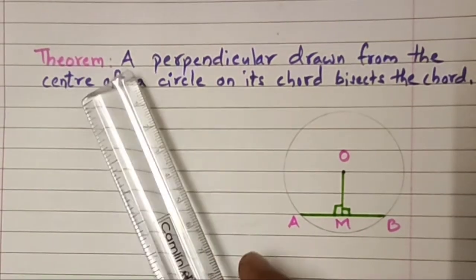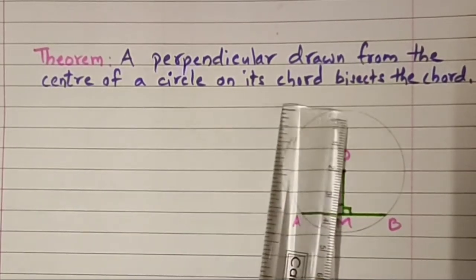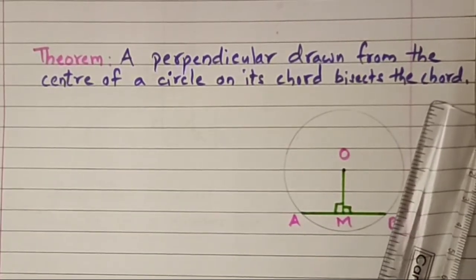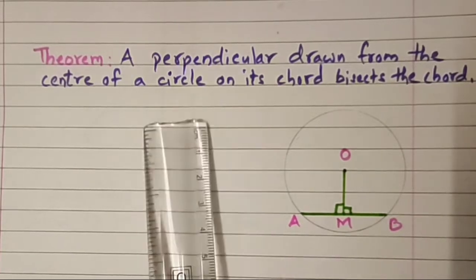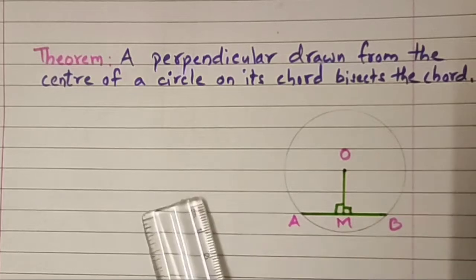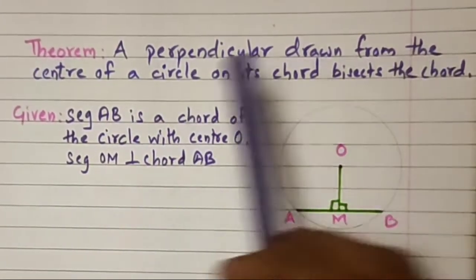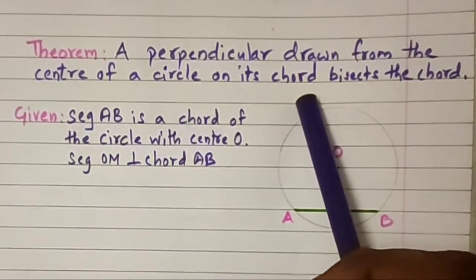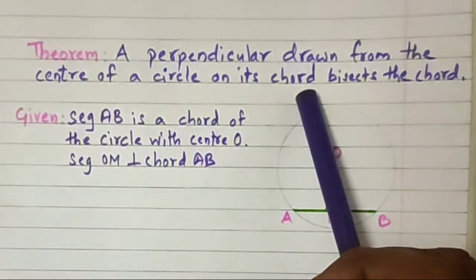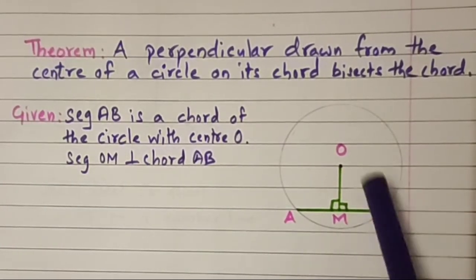Theorem: a perpendicular drawn from the center of a circle on its chord bisects the chord. So according to the statement, we are drawing the figure of a circle. So what is given here? A perpendicular drawn from the center of a circle on its chord. This is the given part. So we have a circle in which there is a chord and there is a center.